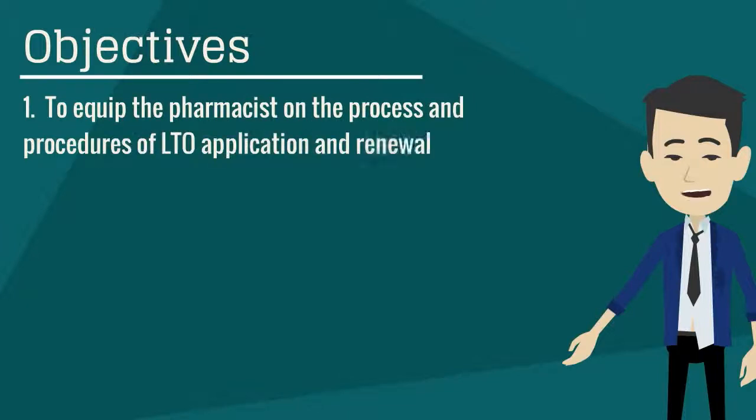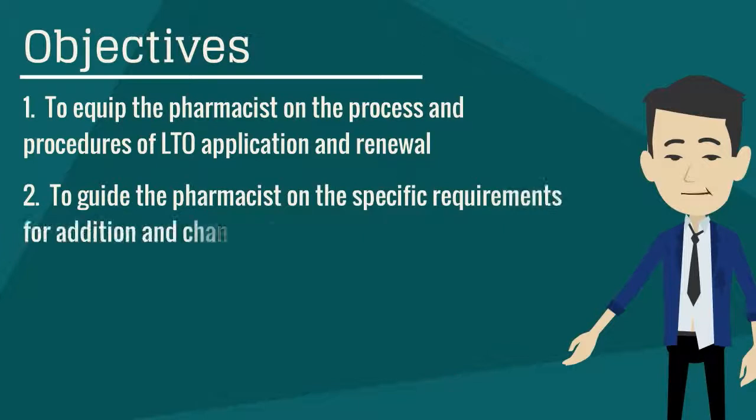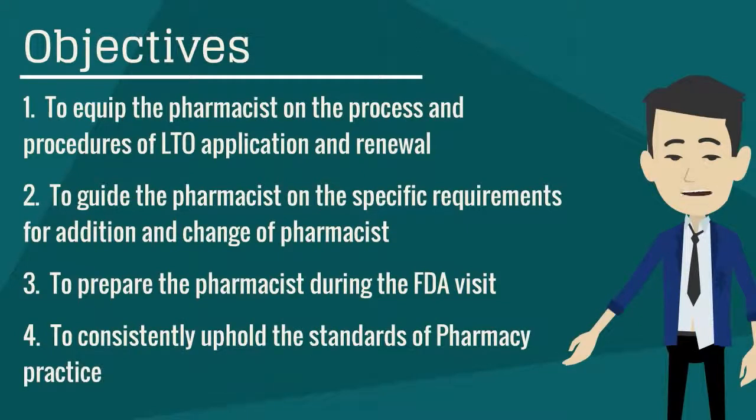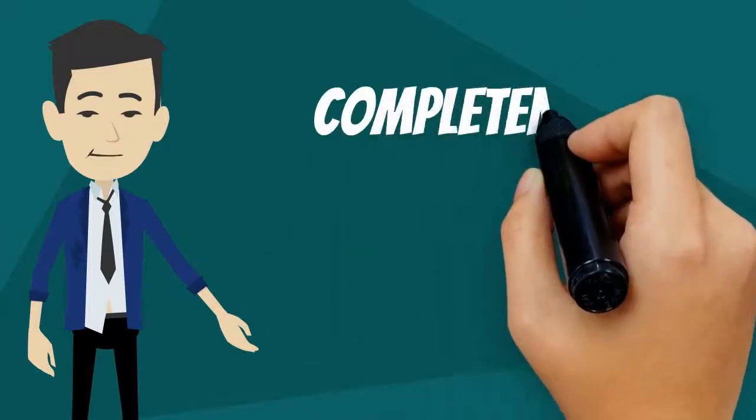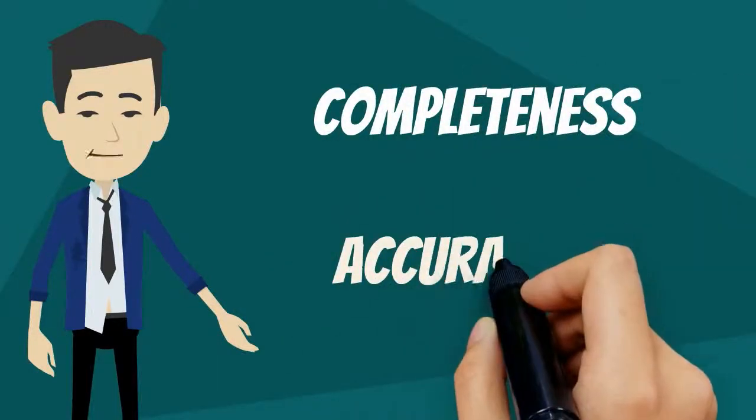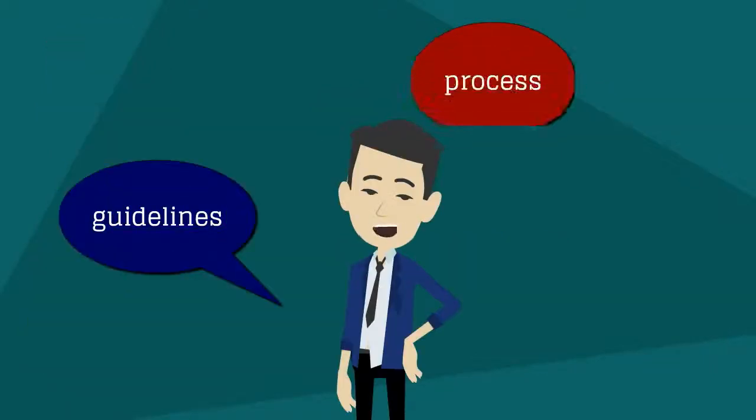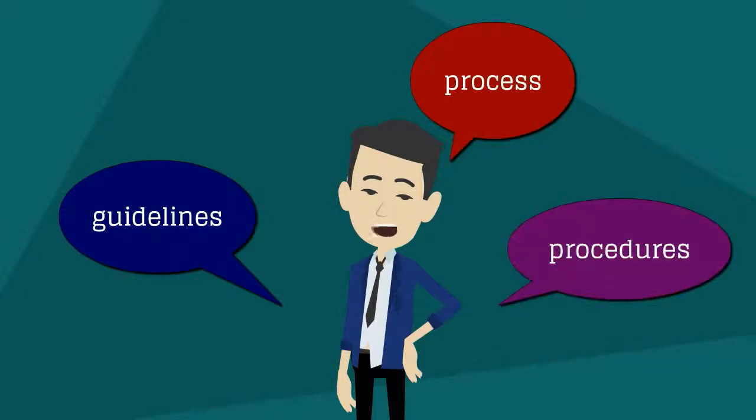Further, these are the objectives. 1. To equip the pharmacist on the process and procedures of LTO application and renewal. 2. To guide the pharmacist on the specific requirements for addition and change of pharmacist. 3. To prepare the pharmacist during the FDA visit. And 4. To consistently uphold the standards of pharmacy practice. In applying for license to operate, pharmacists should check the completeness and accuracy of documents that need to be submitted to the FDA office. The guidelines, process, and procedures should be followed.